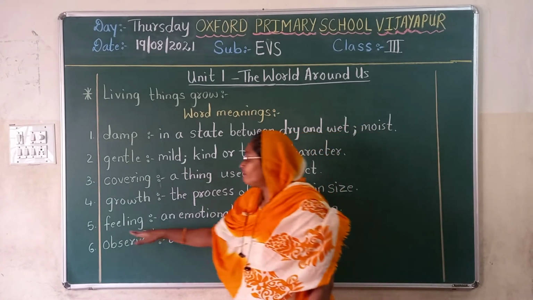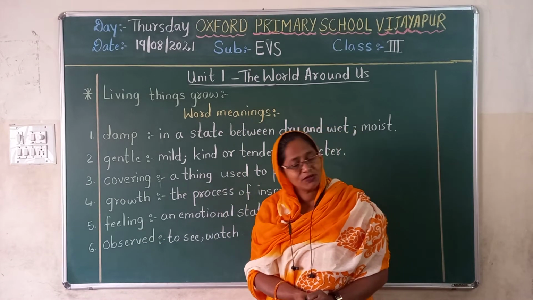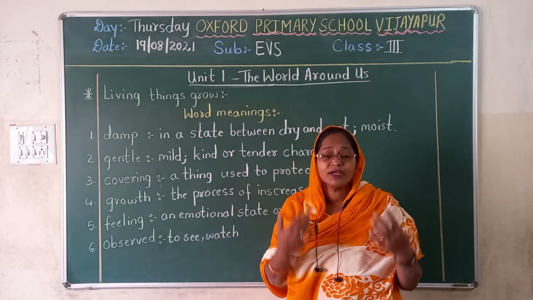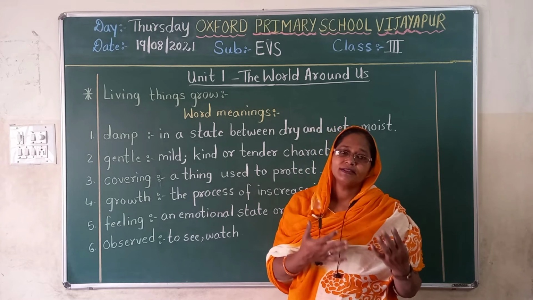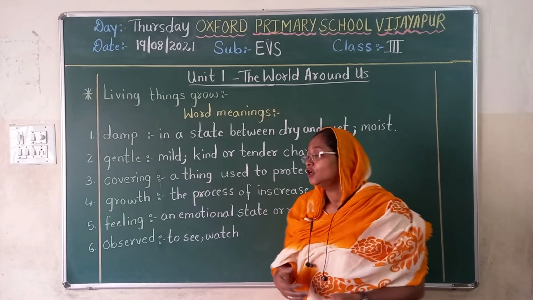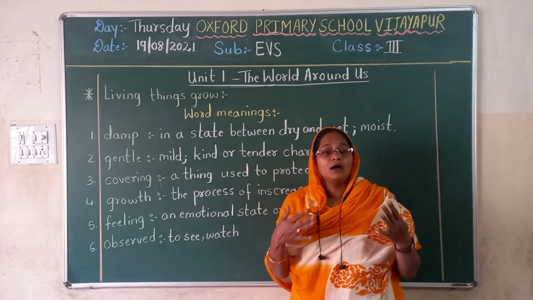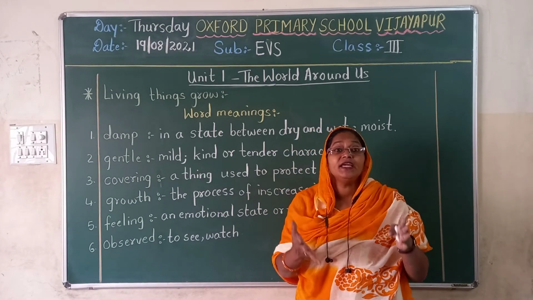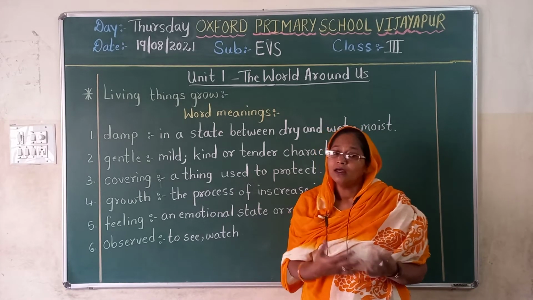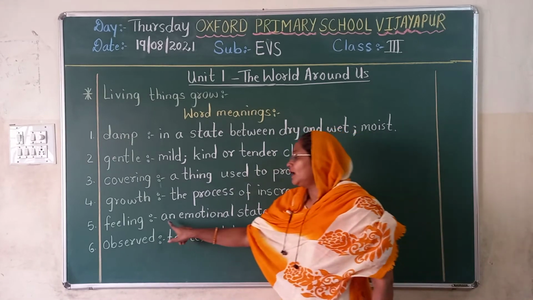Okay? Fifth one, feeling. Children, do you have feelings? Yes, we all have feelings. If mummy is not well, we feel it. Sometimes we cry. If our father is not feeling well, we cry, because we are living things. We have feelings. So, feelings means an emotional state. We become very emotional. So this is what feelings means. It is an emotional state.